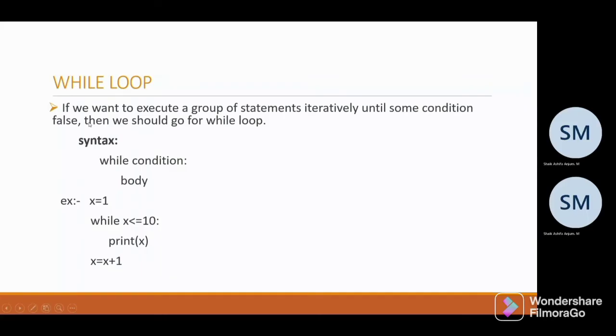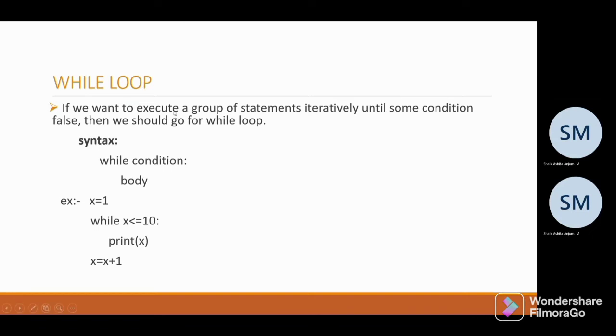Now we will see what the while loop is. If we want to execute a group of statements iteratively until some condition is false, then we should go for a while loop. You are giving one condition. For some time, it will be true. When the condition turns false, the execution of the statements within that while block will be stopped.